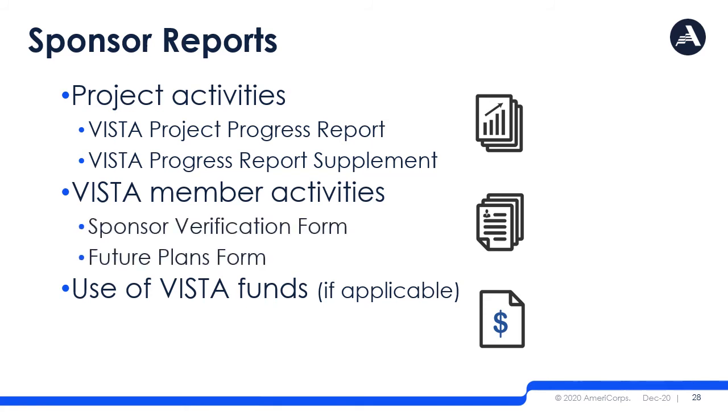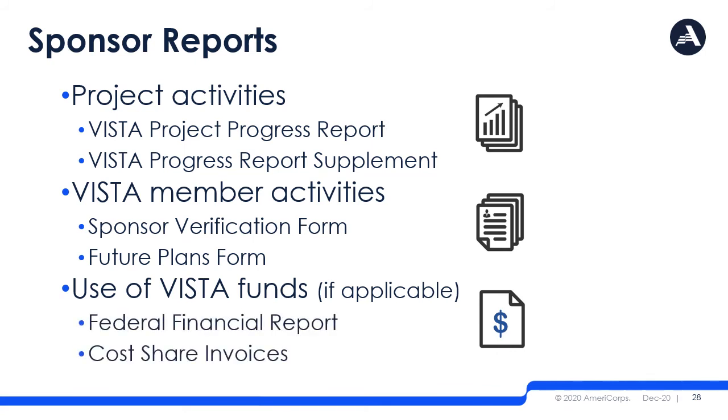There are two reports relating to VISTA members. Every 2 weeks, you submit a sponsor verification form that verifies which of your VISTAs were serving during that pay period. At the end of a member's service, you submit a brief performance evaluation for your VISTA as part of the Future Plans form. If your project receives a program grant or a support grant from VISTA, you will need to submit the federal financial report twice a year. And if your project has a cost share agreement, you will need to submit payments for the cost share invoices you receive from AmeriCorps.